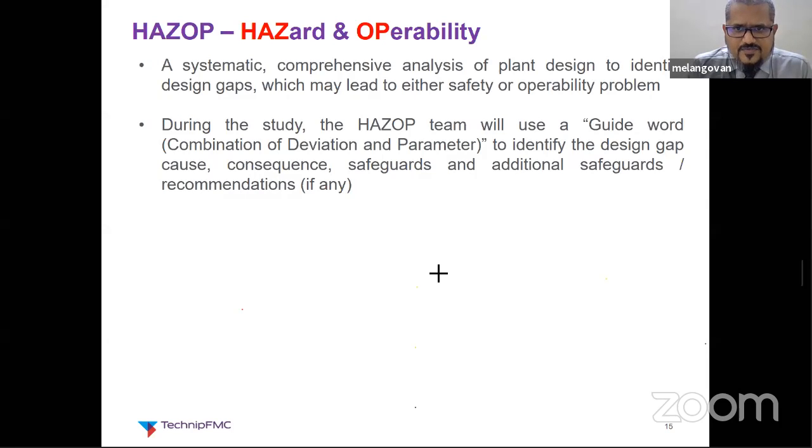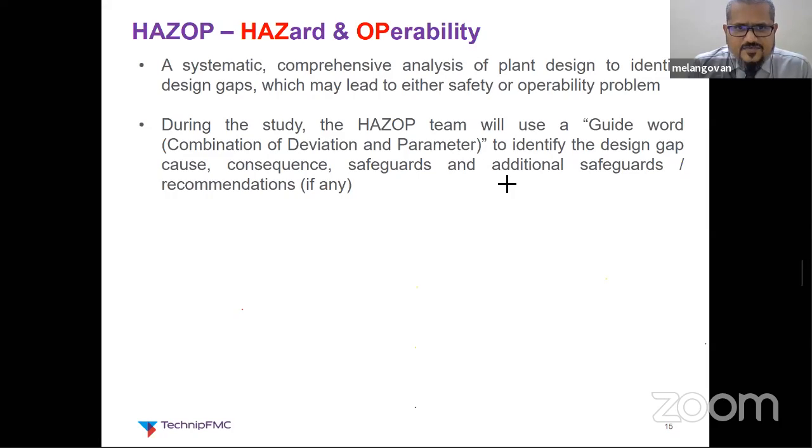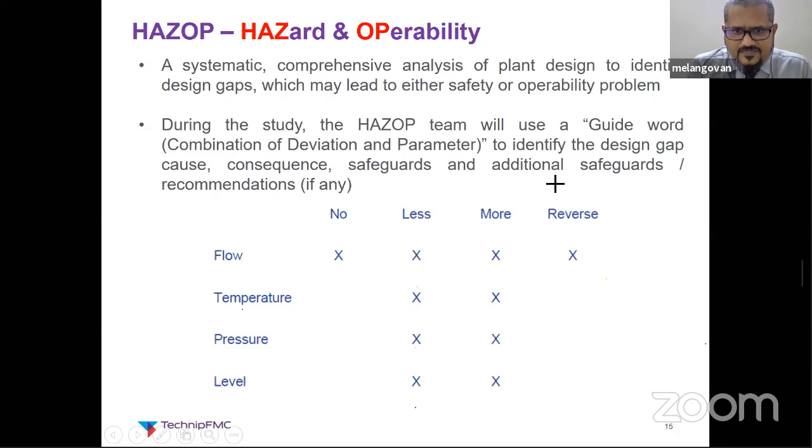During the study, the HAZOP team will use guide words. Again, it is a guide word, but here the guide word is much more narrow. Here, the guide word is a combination of deviation and parameter. We are going to see the deviation and parameter to identify the design flaws or the cause-consequence flaws. So what is the guide word for HAZOP? This is the deviation, so what are all the deviations we can consider, and these are the parameters. So a guide word is a combination of deviation and parameter.